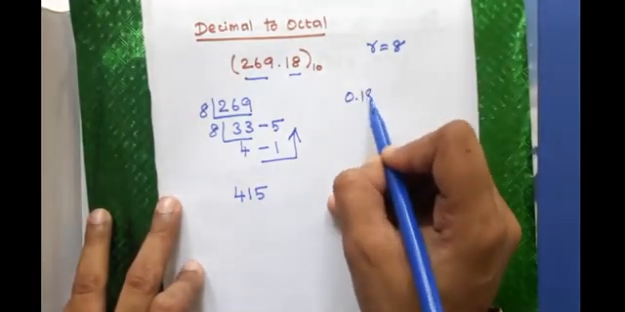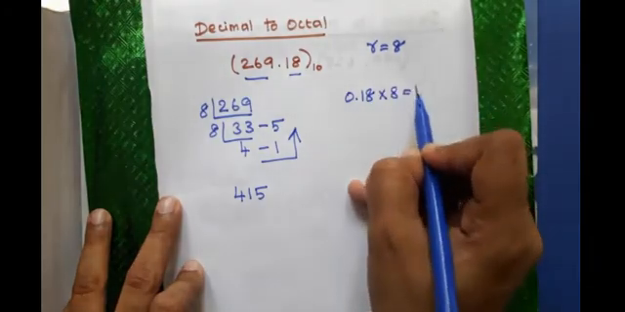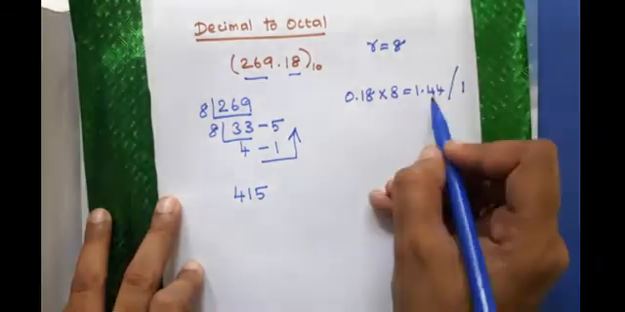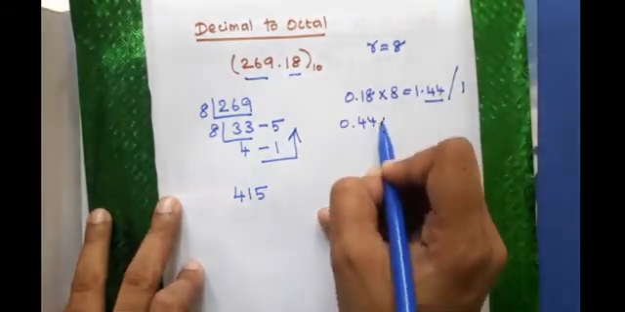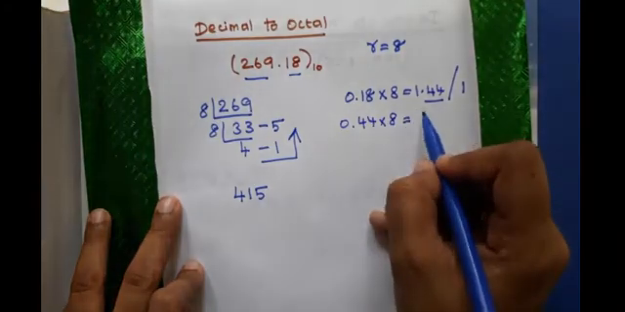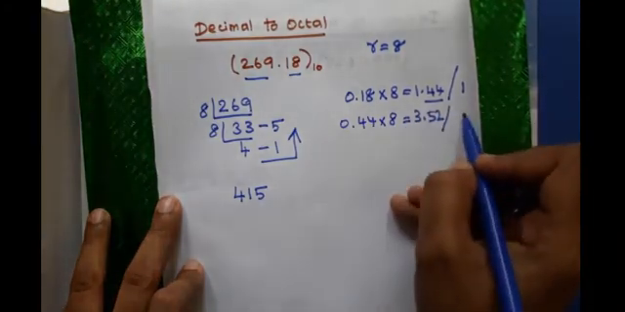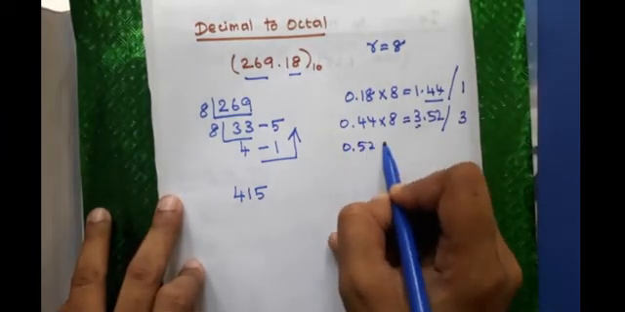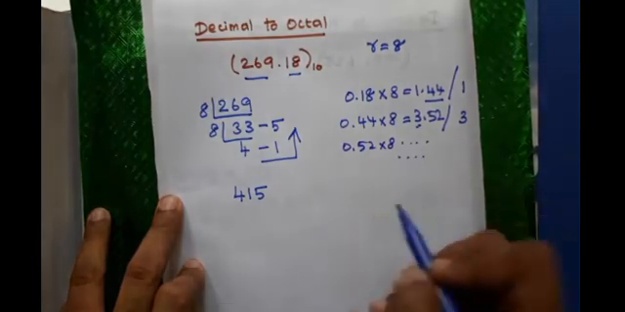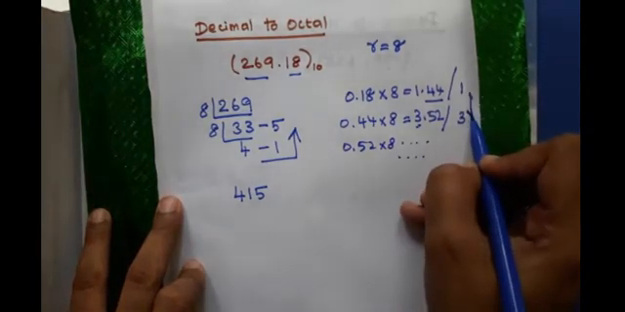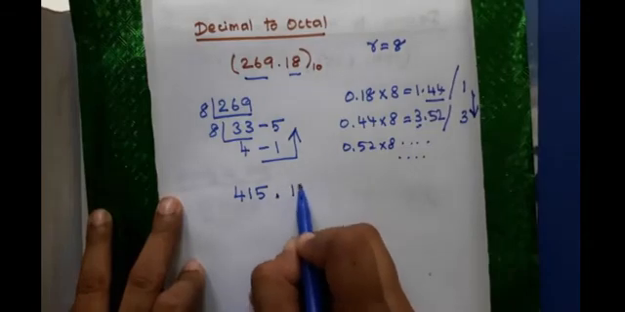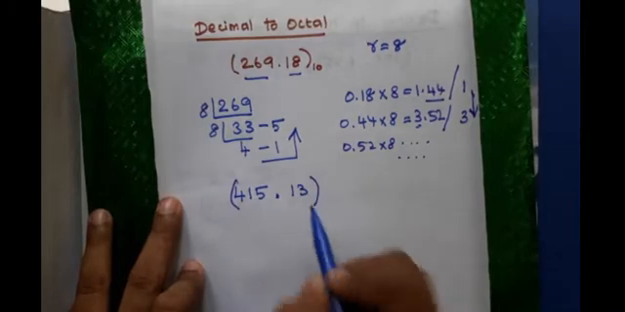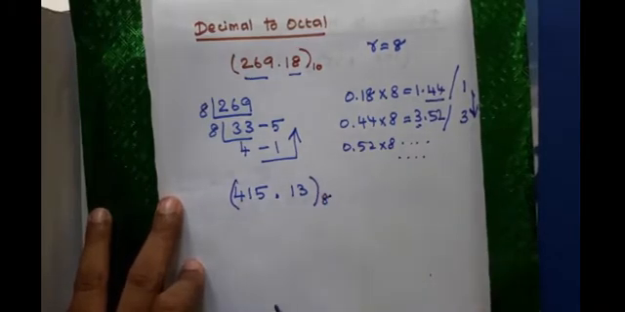Coming to 0.18, I multiply it by 8, I will get 1.44. I am keeping 1 aside. The remaining 0.44 fractional part I am multiplying by 8, I will get 3.52. So I get 3 as the whole number. And again 0.52 can be multiplied by 8 and I can continue. And this is the fractional part. I can write it as 0.13. So this is how a decimal number is converted into an octal number.